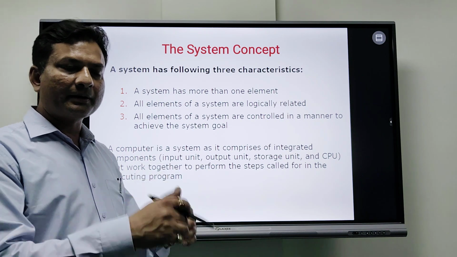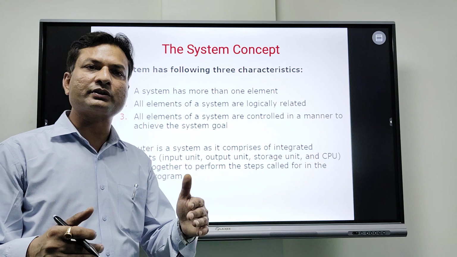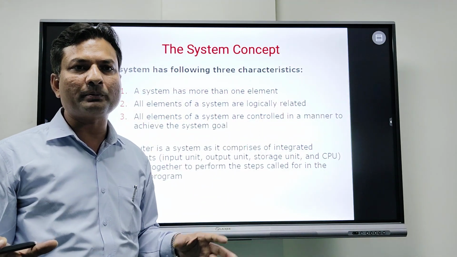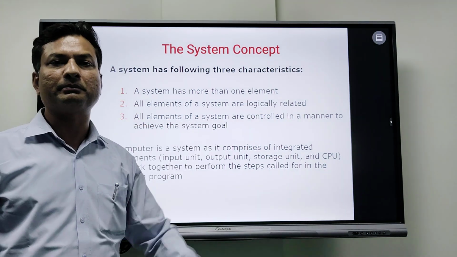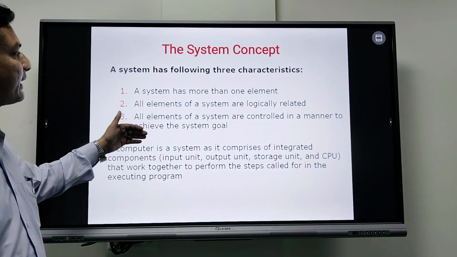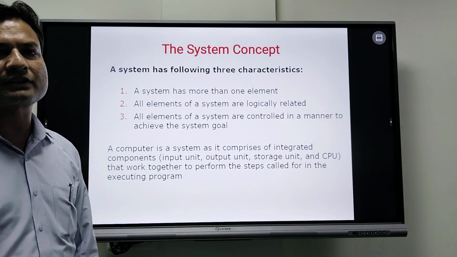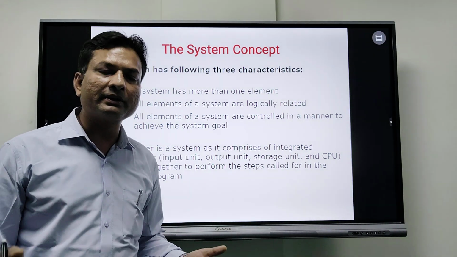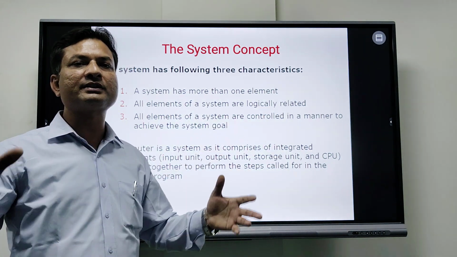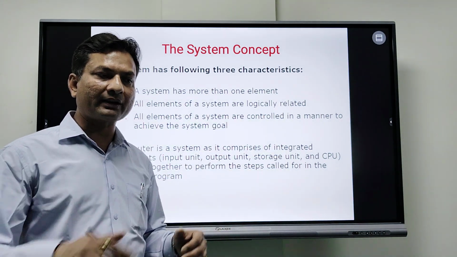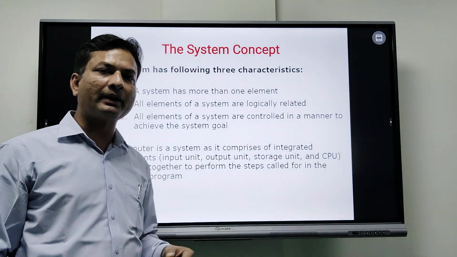Second characteristic is all elements of a system are logically related. Like in our case, input unit is connected to the storage unit, which is connected to the output unit and central processing unit, and all the operations that are performed inside the computer system are controlled by control unit. And the third characteristic of any system is all elements of a system are controlled in a manner to achieve the system goal. Who is controlling our computer system? As I told earlier, control unit is controlling all the operations that are performed inside the computer system, whether it is input, output, or processing.